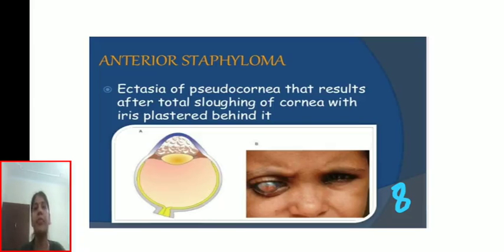Next is the anterior staphyloma. In this condition, there is ectasia of the pseudocornea that results after total sloughing of the cornea, with the iris plastered behind it. In this condition, the complete cornea is involved. Complete layers of the cornea are involved in this type.